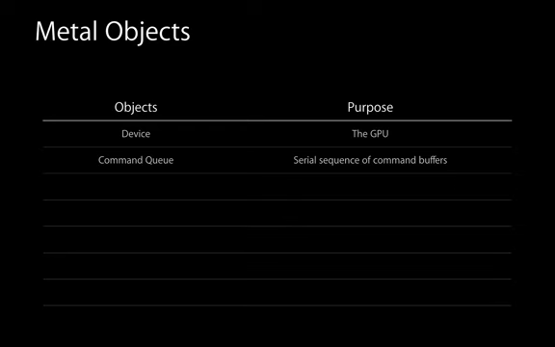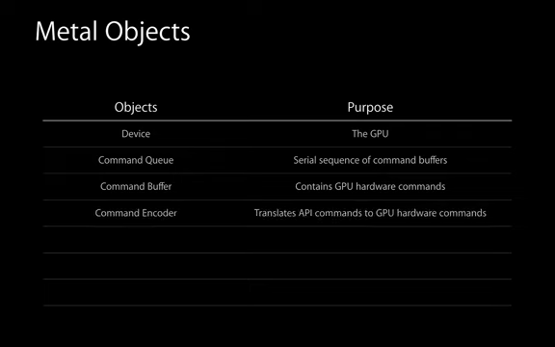Now, the command queue, its job is simply to decide and let you specify what order those commands will be executed. Those commands themselves are stored in what's called a command buffer. This stores the translated hardware commands ready for consumption by the GPU. And the command encoder is the API object that's responsible for that translation. So when you create a command encoder and you use it to write into a command buffer, that's the translation.